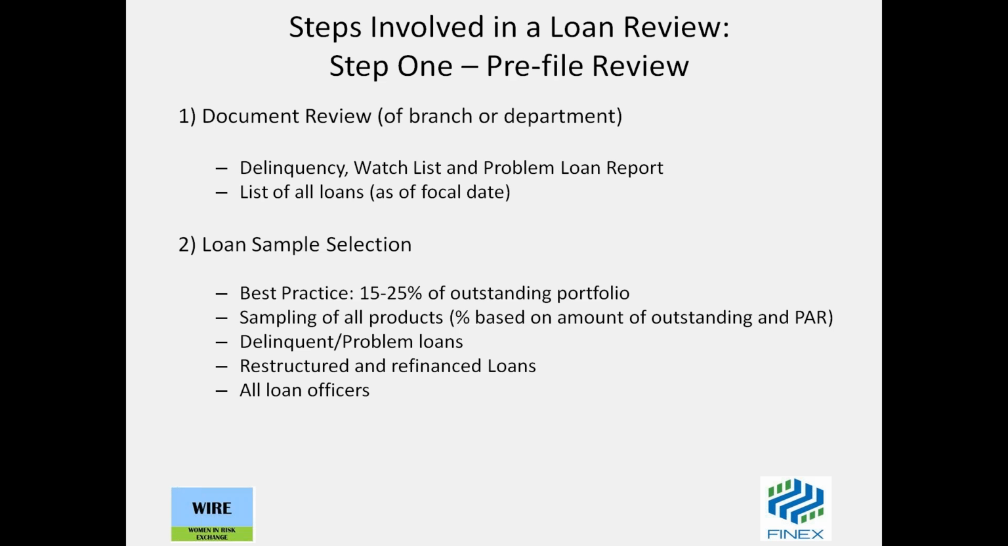So if you notice, I wrote best practice is to review 15 to 25% of the outstanding portfolio. Now that's the best practice. That's a dream, okay? I'm going to be quite honest. But what you need to do is get a sample. Maybe it's only 5% of the portfolio during the entire year to understand if you have any systemic issues.